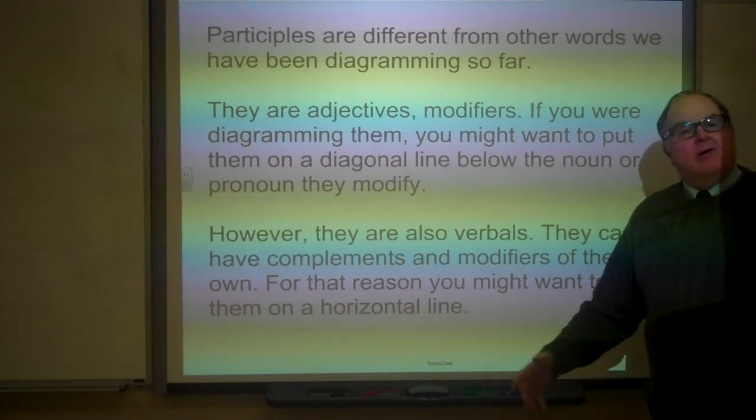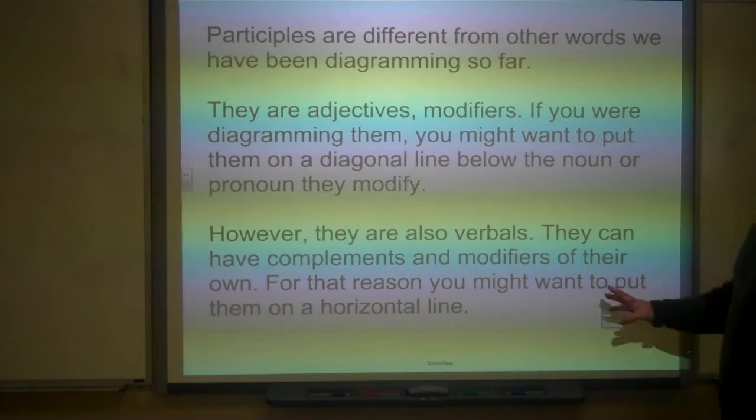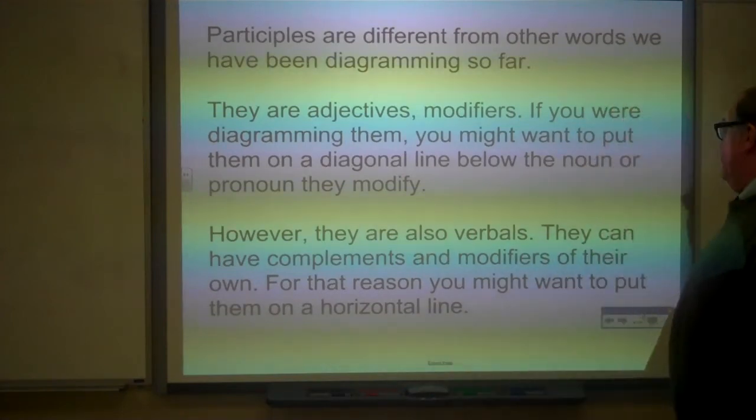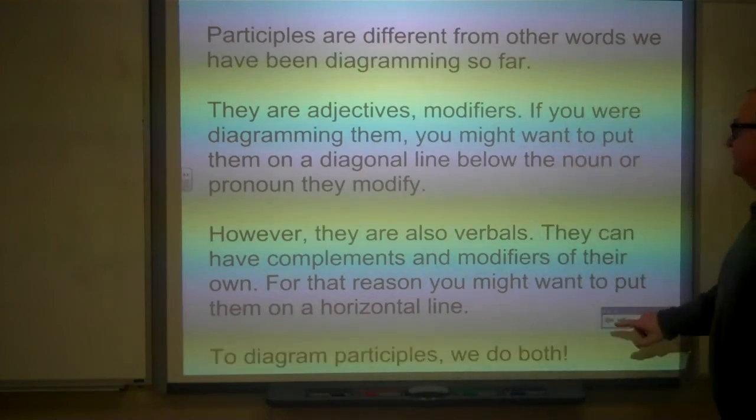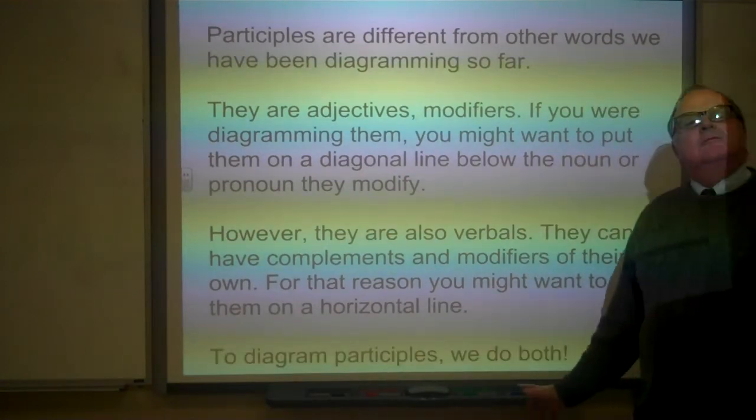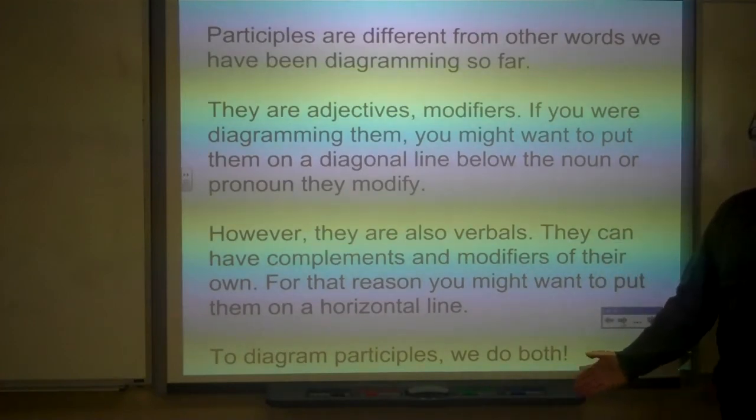However, they are also verbals. They can have complements and modifiers of their own. For that reason, you might want to put them on a horizontal line. Well, to diagram participles, we do both.